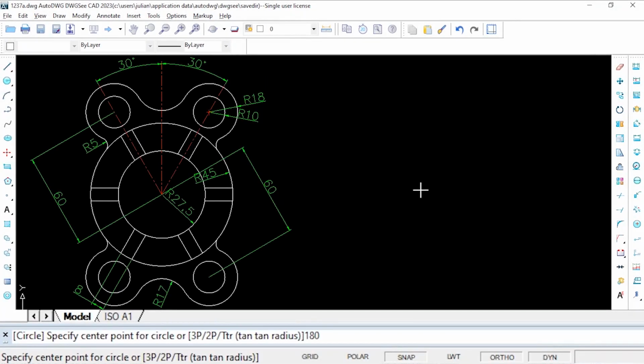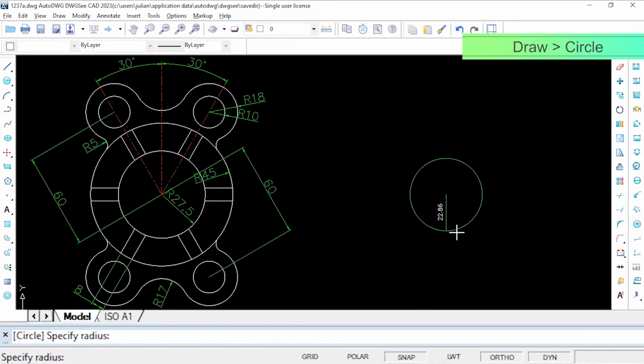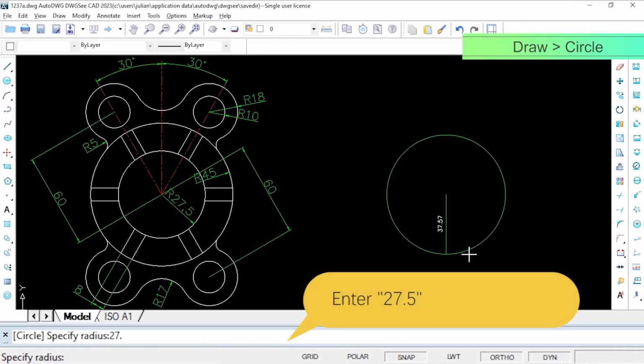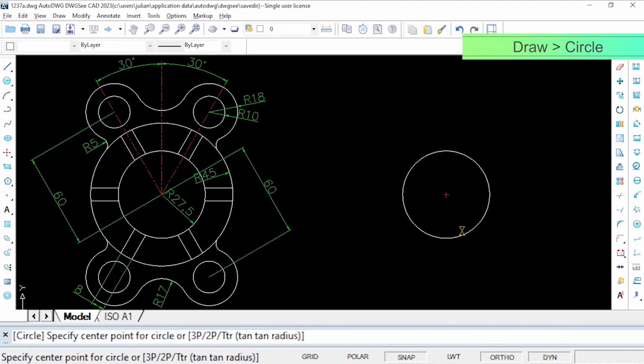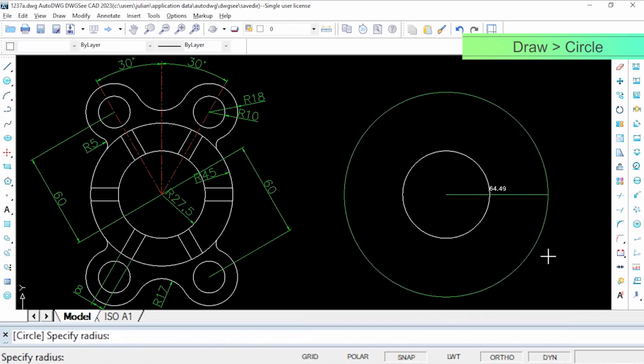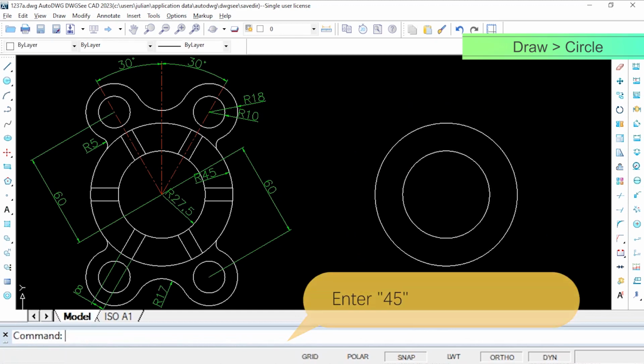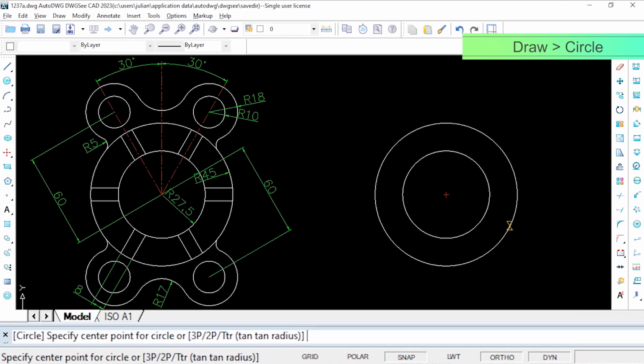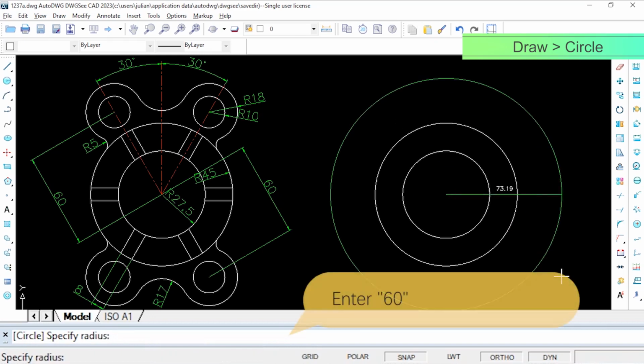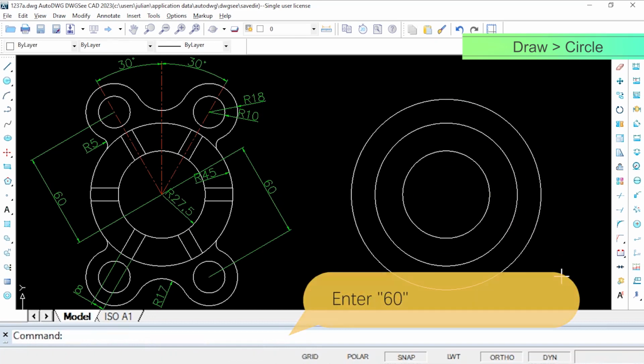Draw concentric circles with radii of 27.5 and 45. Draw an auxiliary circle with a radius of 60 and an auxiliary line with an angle of 60 degrees.